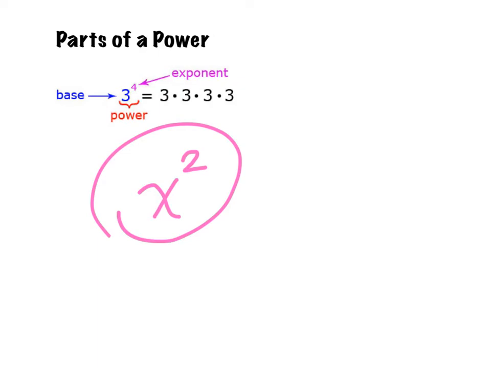Now, what it's saying is that the power tells you how many times to multiply the base by itself. So x to the second power, or x squared, would look like x times x.